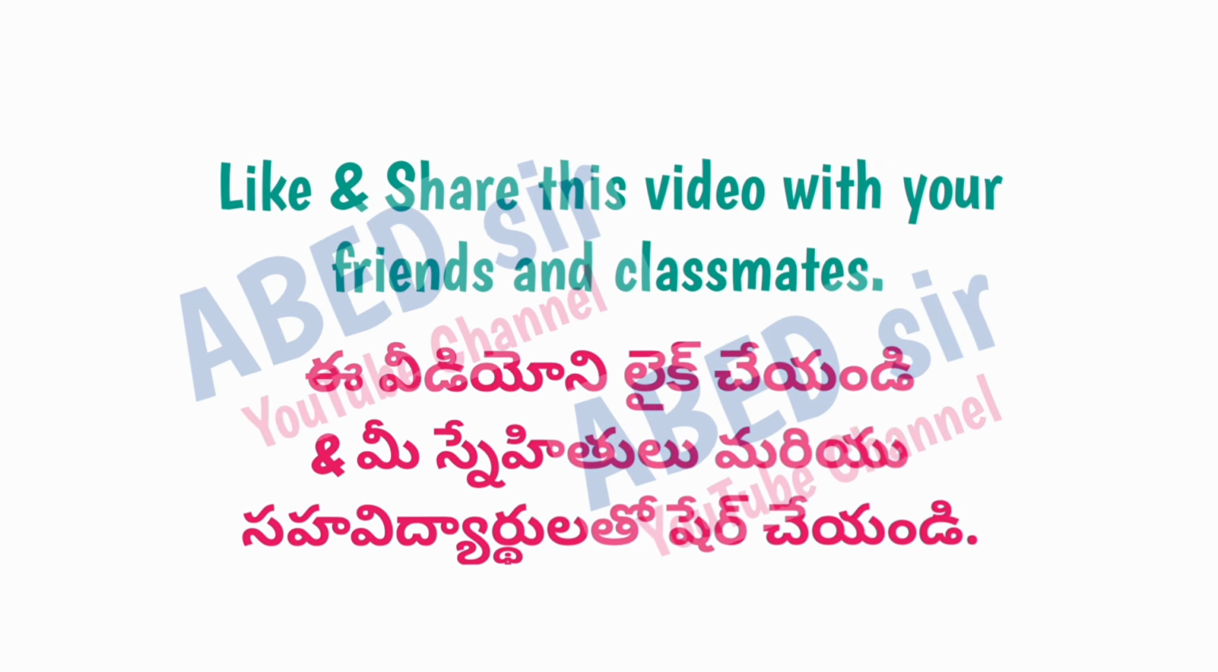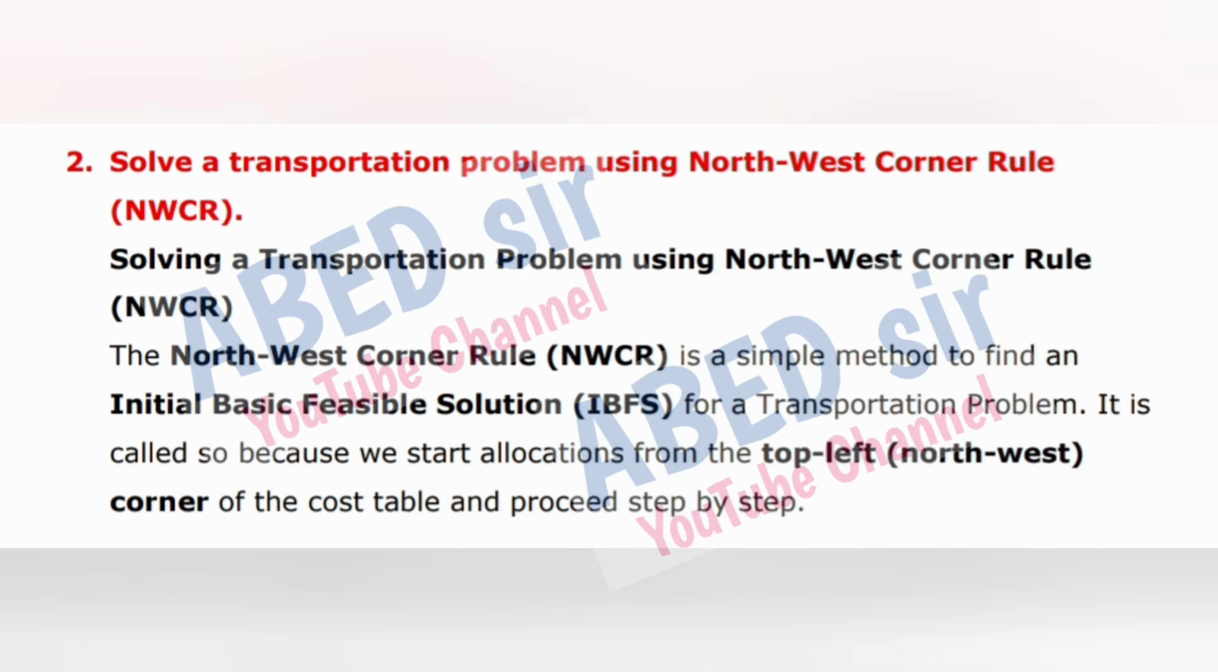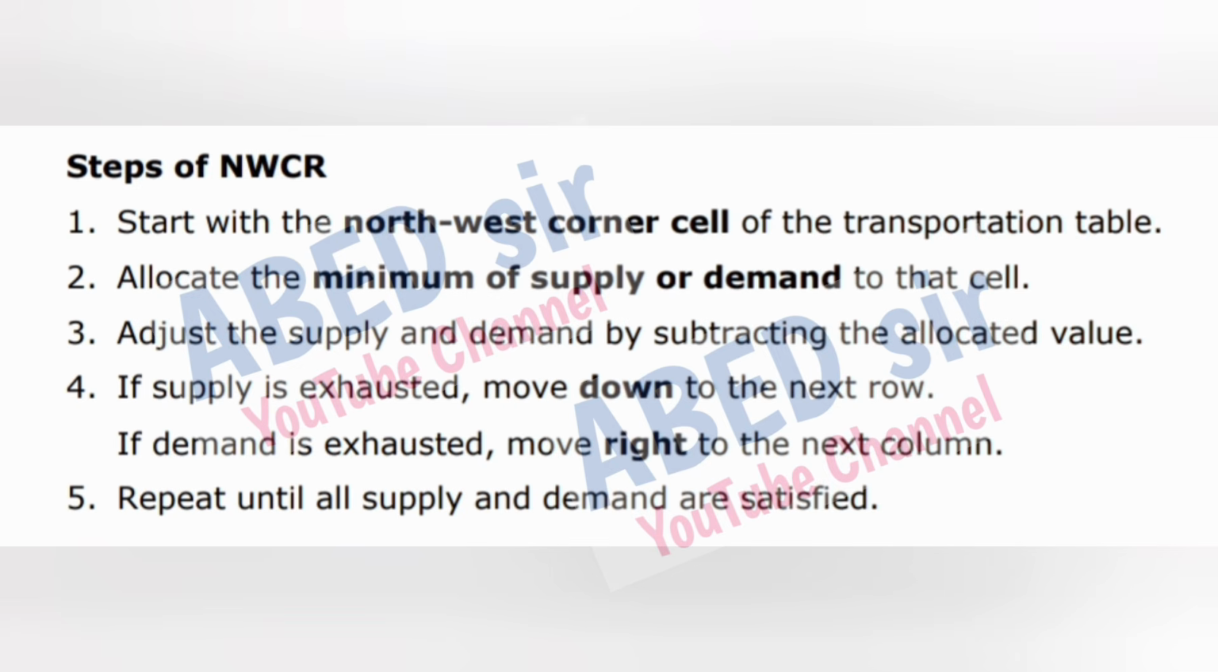Next important long question is: solve a transportation problem using the northwest corner rule, NWCR. The northwest corner rule is a simple method to find an initial basic feasible solution, IBFS, for a transportation problem. It is called so because we start allocations from the top left, northwest, corner of the cost table and proceed step by step.